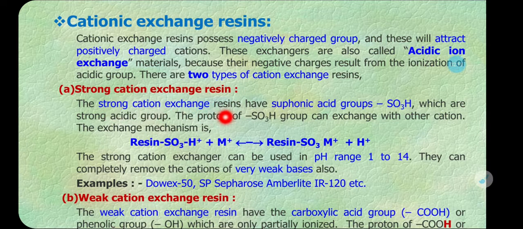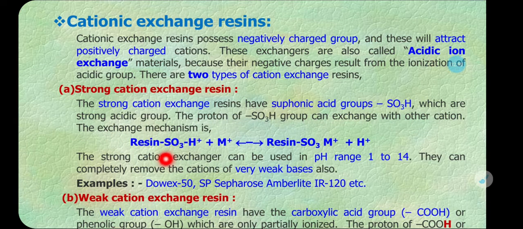The strong cation exchange resin have a sulfonic acidic group, that is SO3H, which is a strong acidic group embedded into the resin. The proton of sulfonic group can be exchanged with other cation. That's why we call it cation exchange resin.